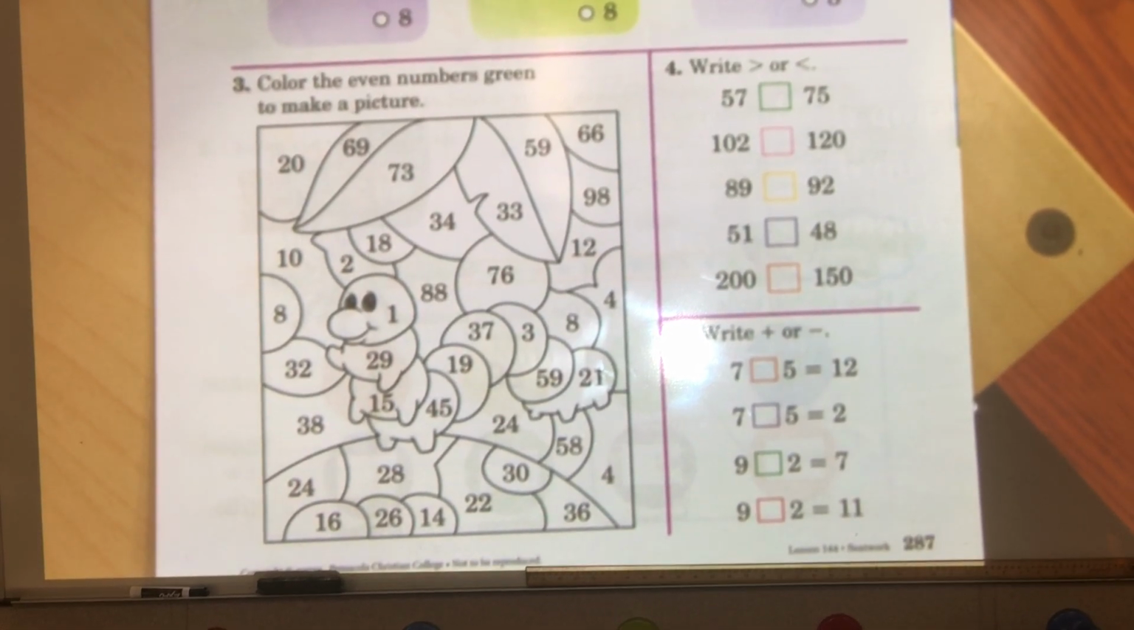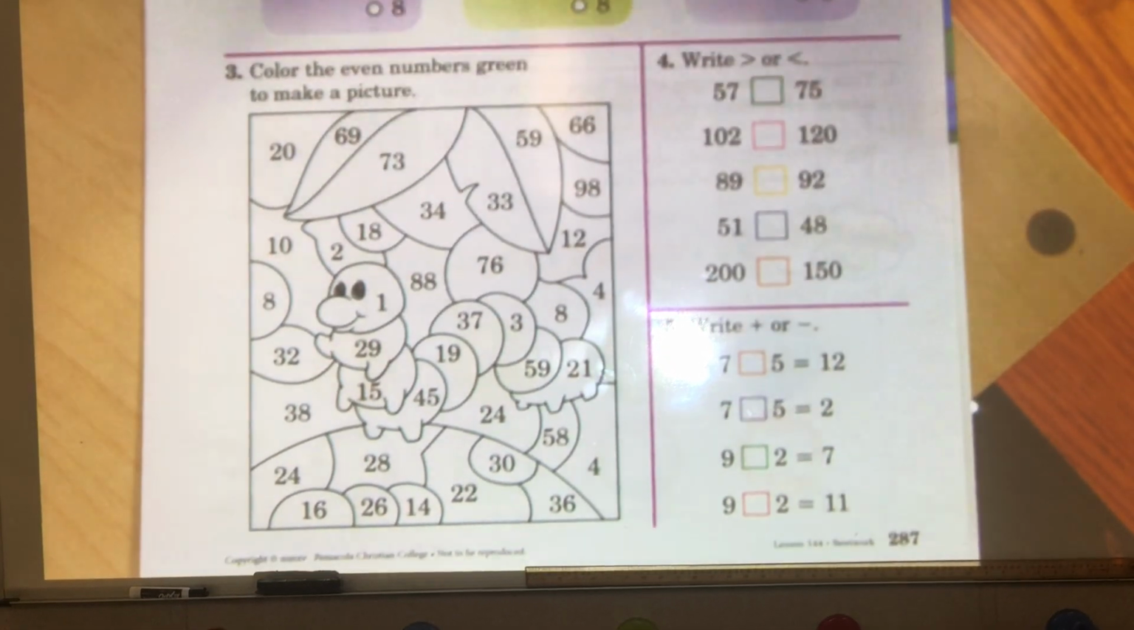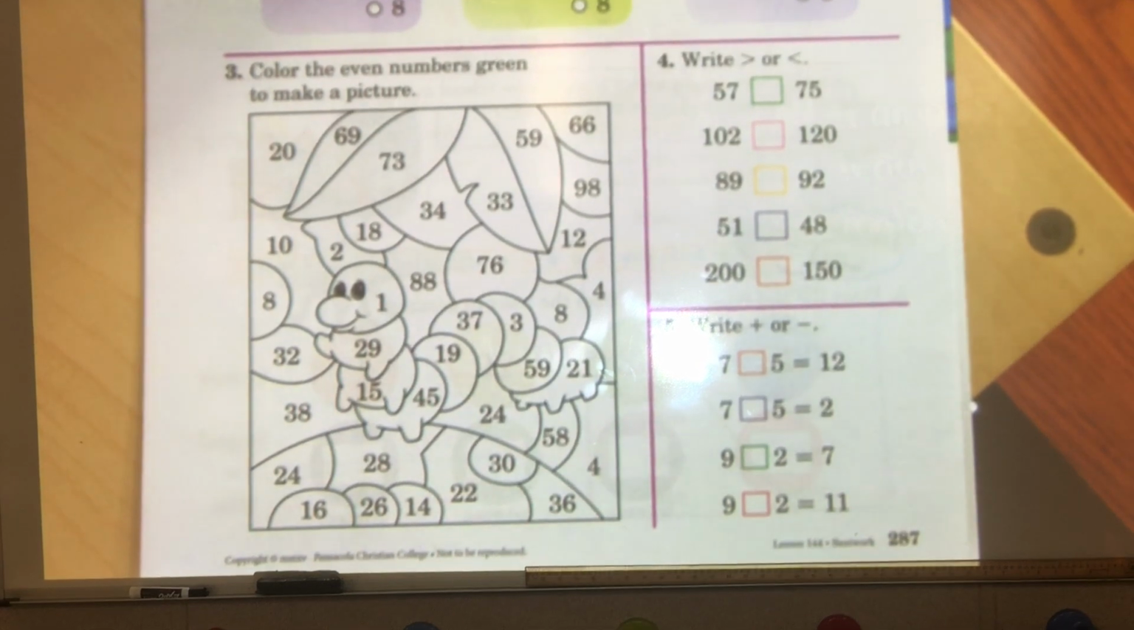Remember, there are some numbers there that are odd. For example, number 69 is an odd number. You're not going to color that one green.